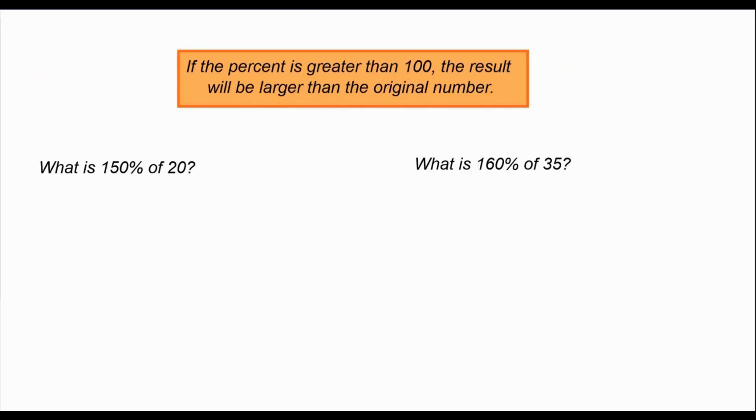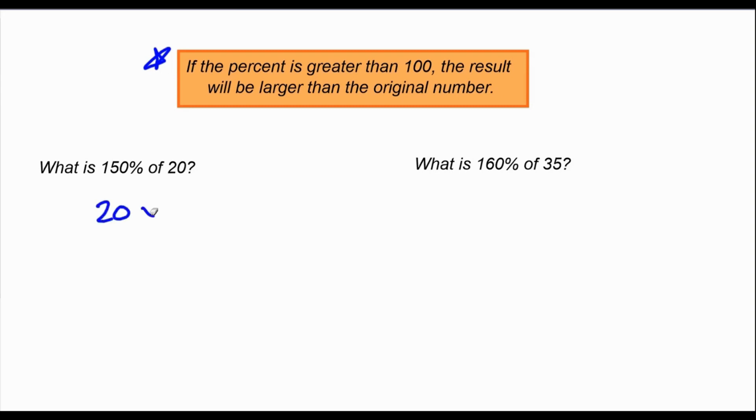So we find that if the percent is greater than 100, the result will be larger than the original number. So we can actually have percents greater than 100. We're actually going to be making the number larger. We're not really finding a part of it, we're finding something larger than it. And we can use the same strategy that we used for the other ones by multiplying the number by the percent as a decimal. So what is 150% of 20?